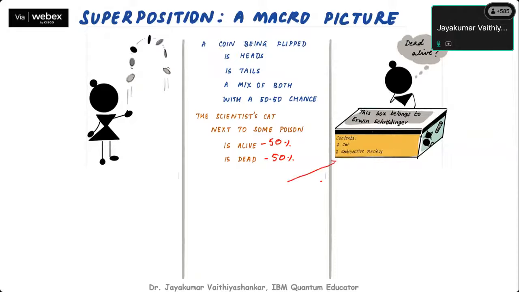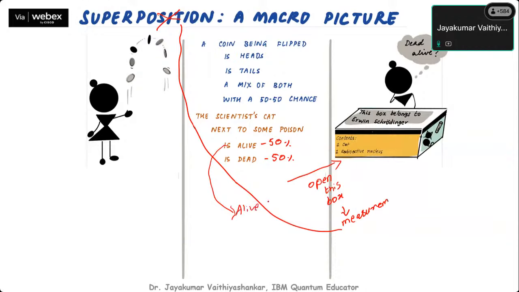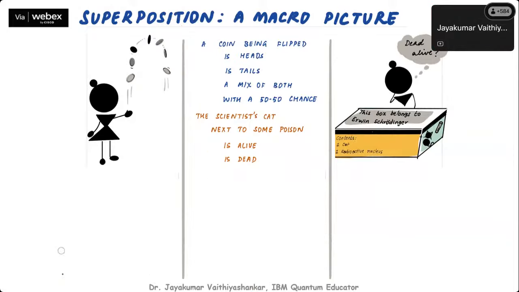When you open this box, what you are doing is measurement. Once you do measurement, what happens? The superposition state will collapse. Either you can see the cat alive 100%, or you can see the cat in dead position 100% sure. Just like looking at your coin, tail 100% or head 100%. So when you do measurement, the superposition state will collapse. We'll get only one possibility.